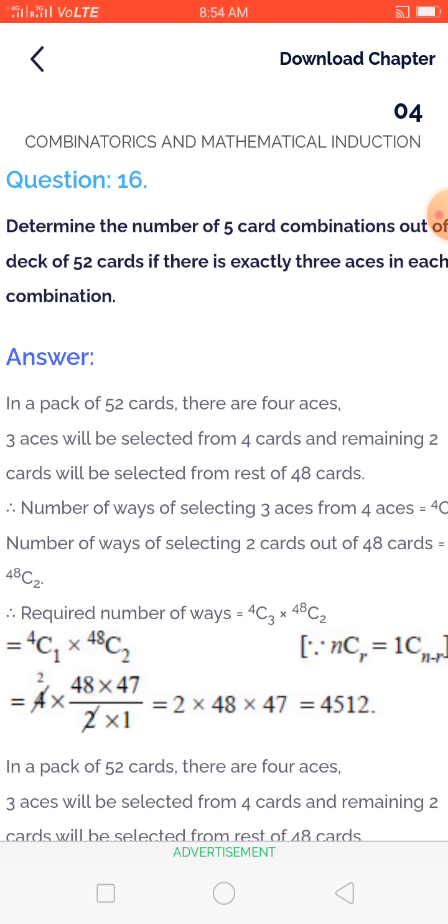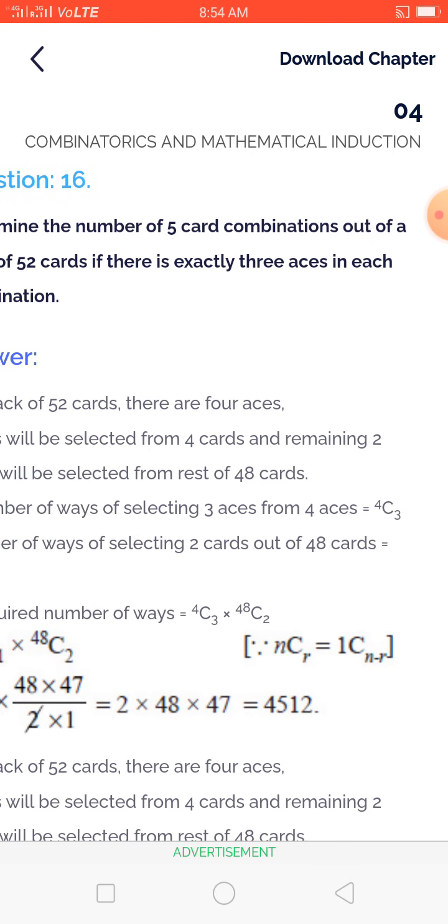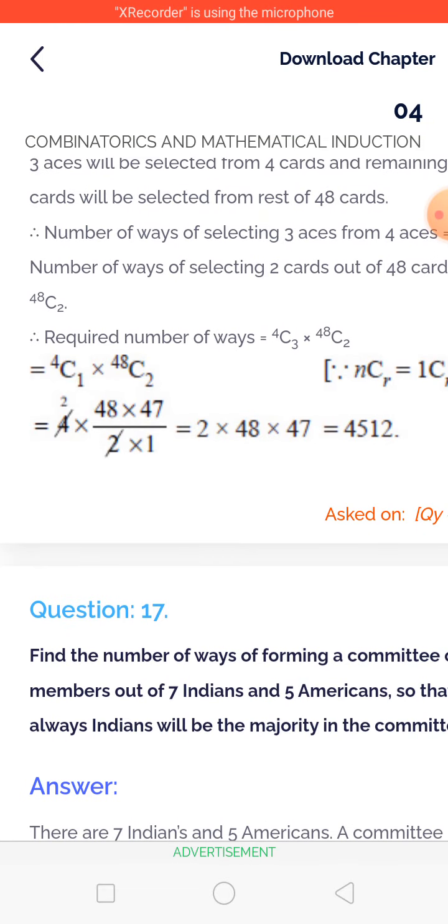So the number of ways of selecting 3 aces: how many ways? Totally 4 aces are there. How many aces do we want to select? 3 aces. So 4C3, multiply. We have chosen 3 cards. How many cards do we have remaining to choose? 2 cards only. Out of how many cards? 48 cards. So 48C2. That's it. After simplifying, you will get the answer.